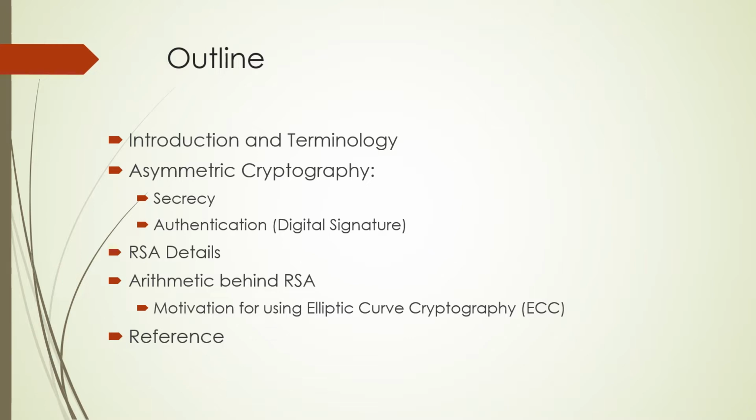And an example of using public key cryptography or asymmetric cryptography to provide authentication would be digital signatures, which we'll see in the near future. Also, in this lecture, I'll talk about the details of RSA and the arithmetic behind RSA, which motivates us for using elliptic curve cryptography. We will see the pros of RSA and the drawbacks of RSA and the complexity of RSA that makes us use ECC or elliptic curve cryptography.